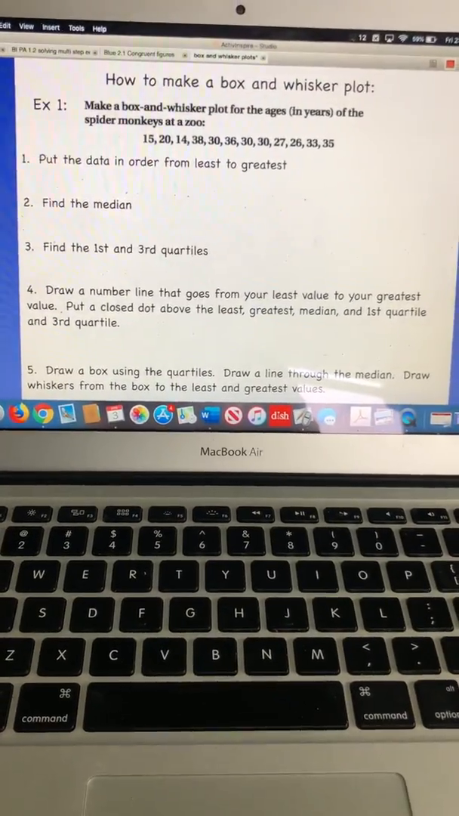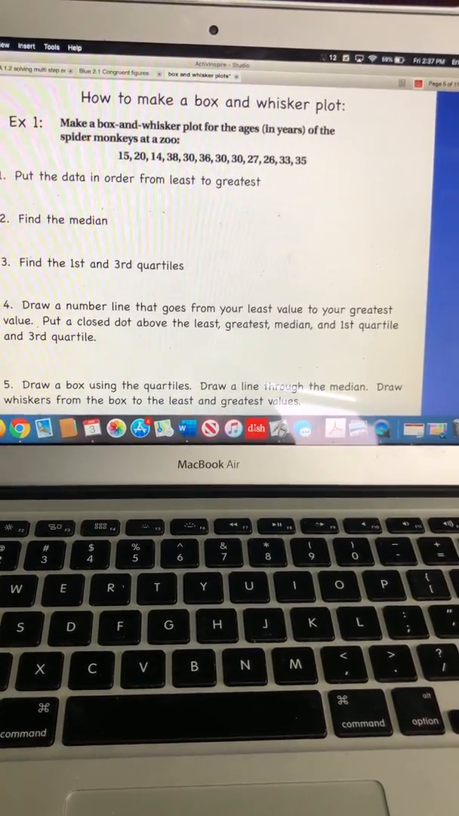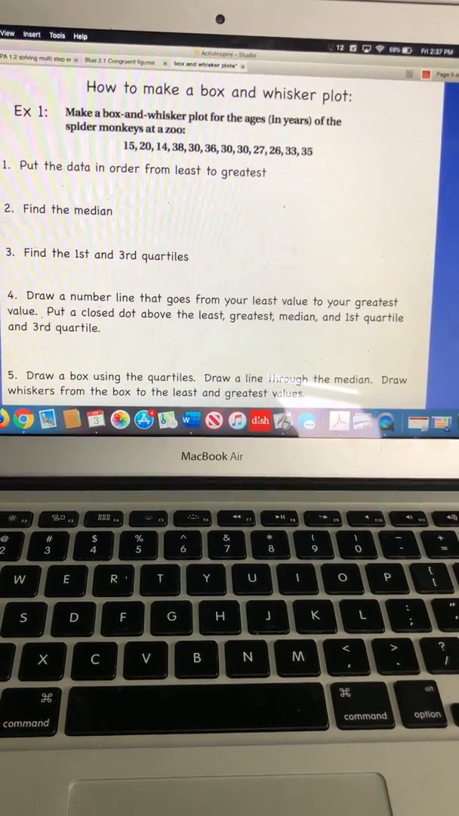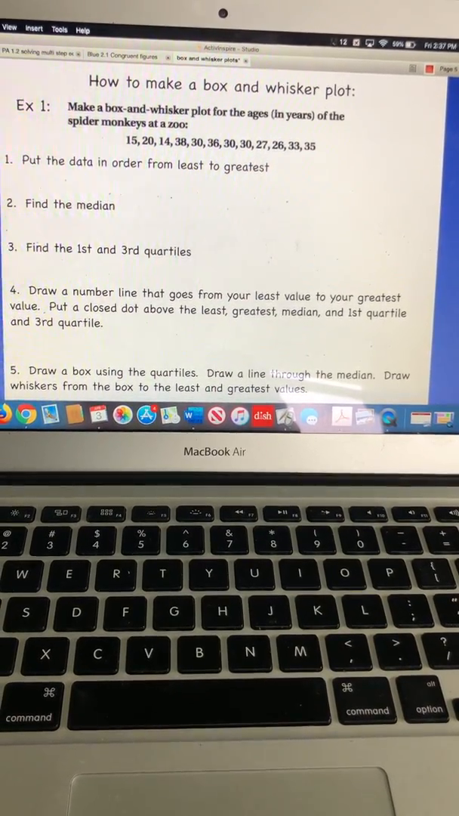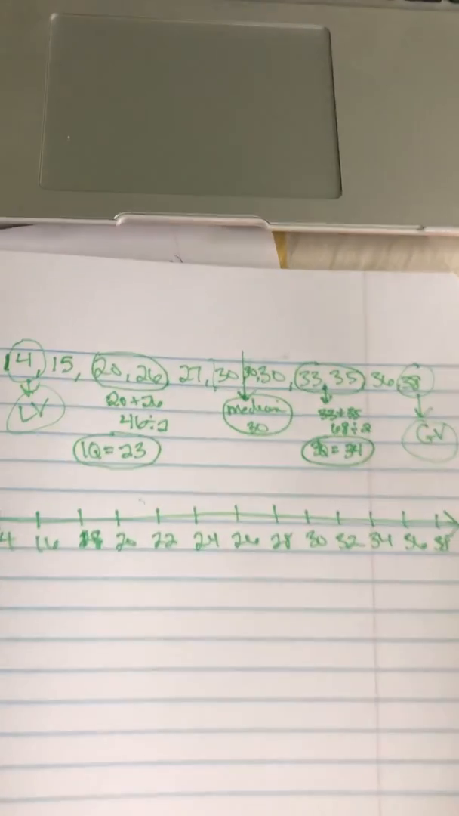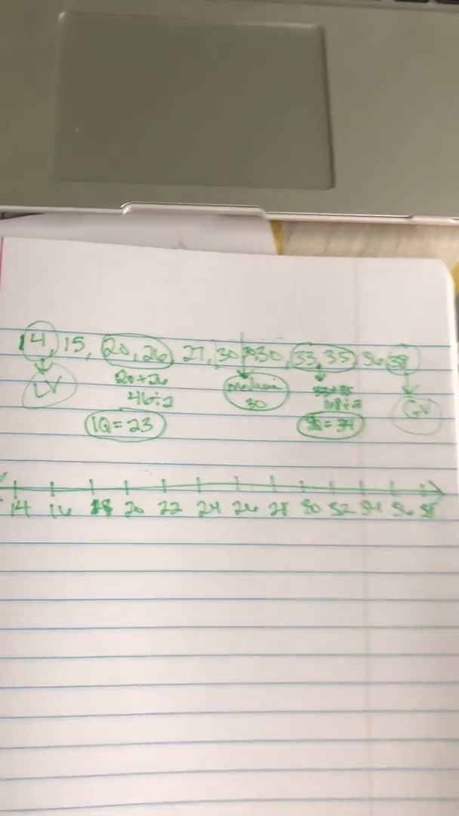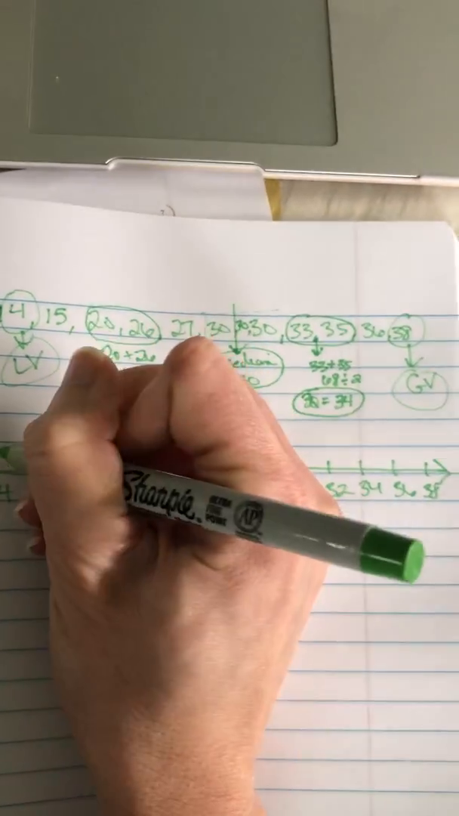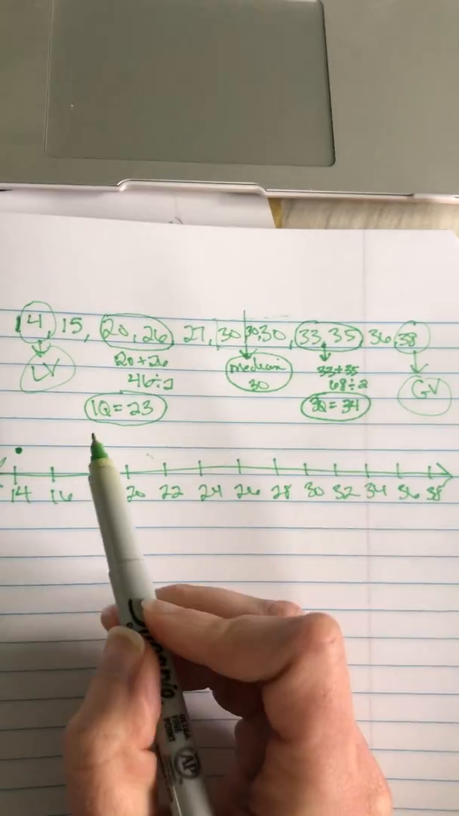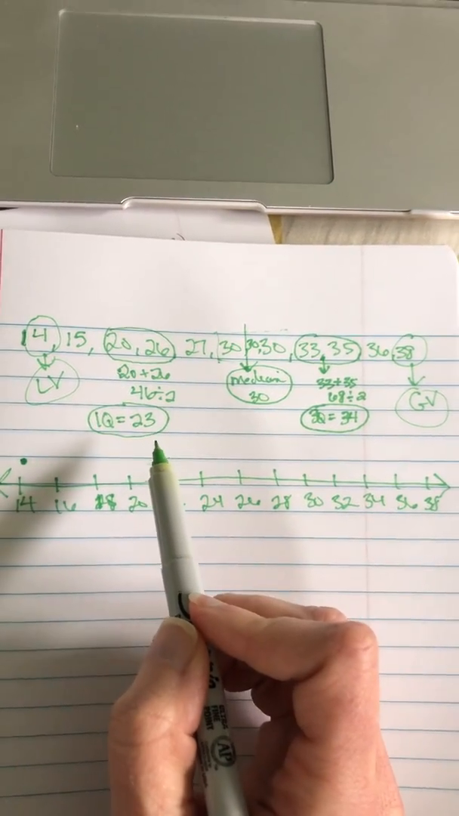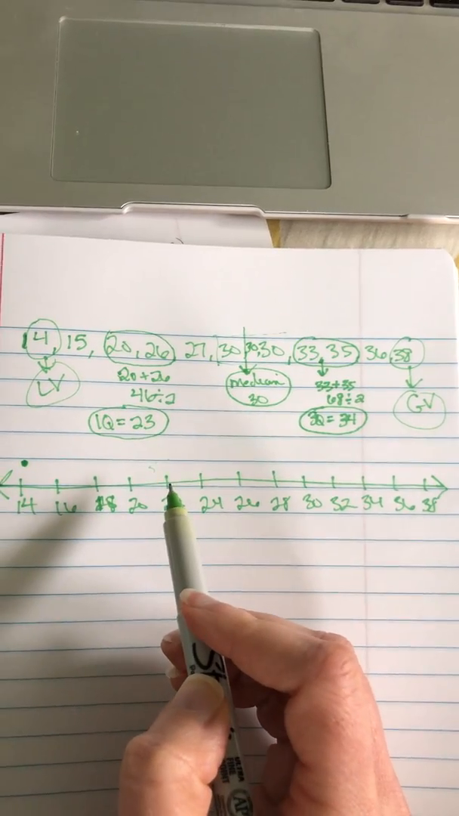Yay. So put a closed dot, remember that means filled in, above the least value, the greatest value, the median, the first quartile, and the third quartile. Everything we just found, everything that I circled here. Okay, so I need a closed dot above 14. I need a closed dot above 23. Well, 23 would be halfway in between 22 and 24, right? So about there.